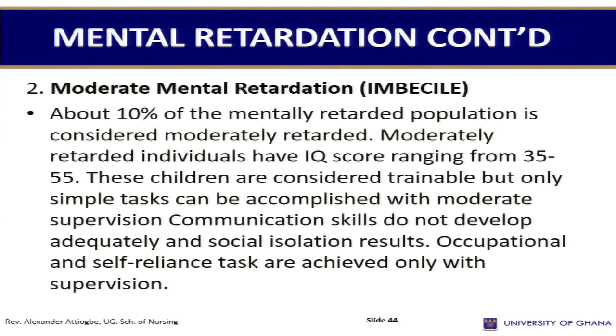The next level is the moderate mental retardation. They are also called imbeciles. About 10% of the mentally retarded population is considered moderately retarded. Moderately retarded individuals have IQ scores ranging from 35 to 55. These children are considered trainable, but only simple tasks can be accomplished with moderate supervision. Communication skills do not develop adequately, and social isolation results. Occupational and self-reliance tasks are achieved only with supervision.